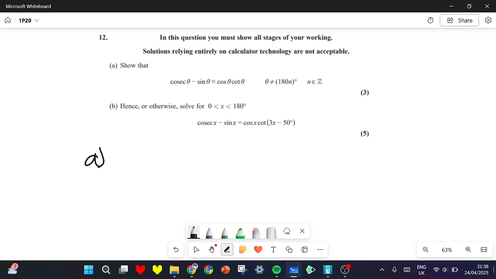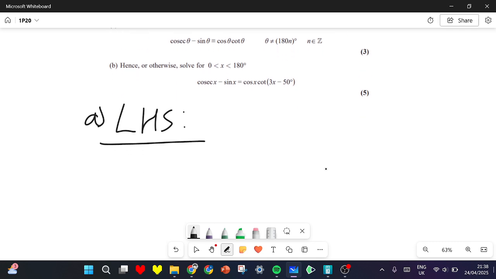Anyways, this is a trig question. The first one's a show that. So we have to try and make the left-hand side the same as the right-hand side. There's probably a couple ways you could do this. I did a way that was different from the mark scheme, so I'll do my way and then show the mark scheme after.